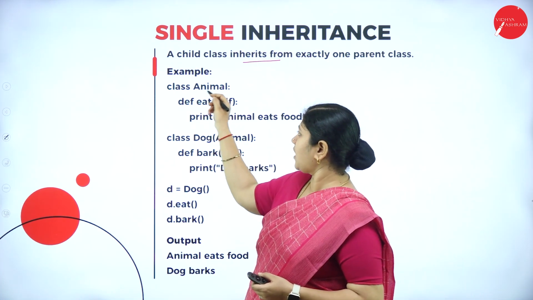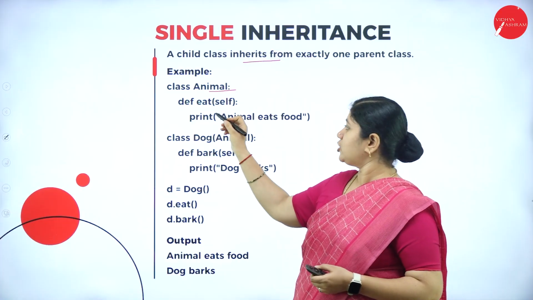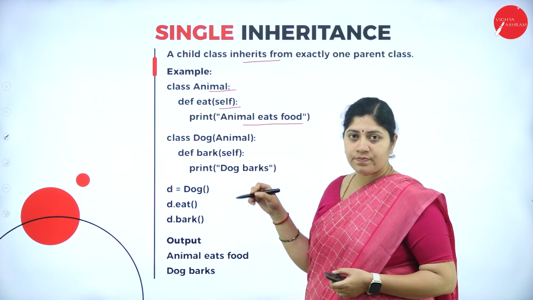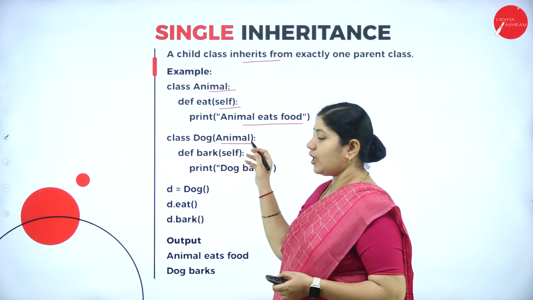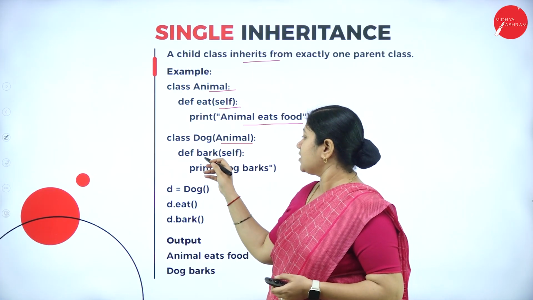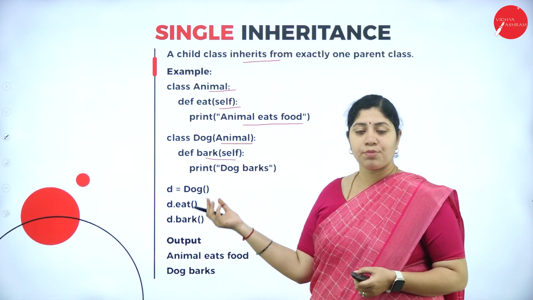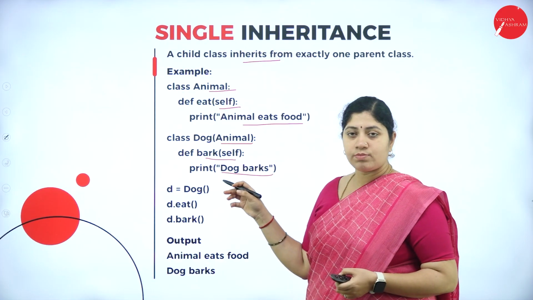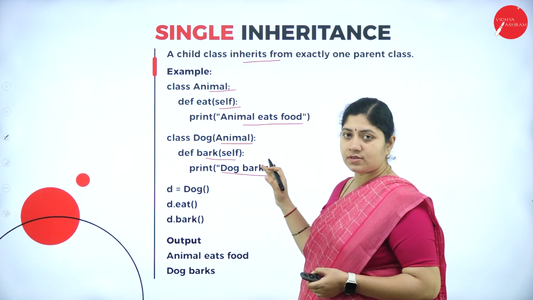Let's take an example: class Animal, followed by the definition eats(self). What does it have to print? "Animal eats food." Now let's go with class Dog(Animal), and we are considering bark. It is a property, and an object is created. Then what does it have to print? It has to print "Dog barks."